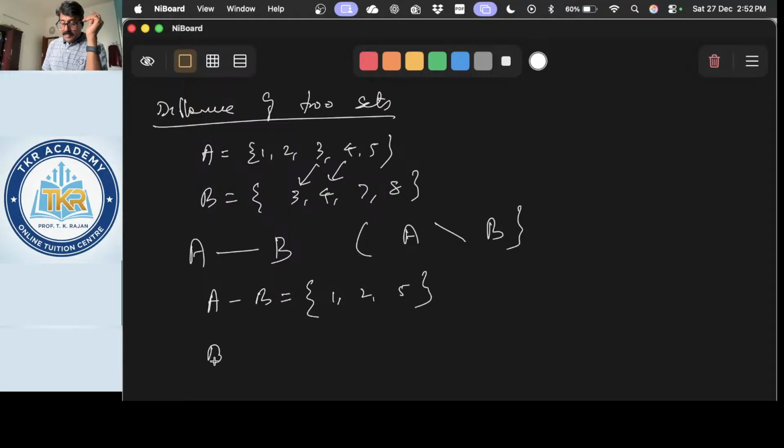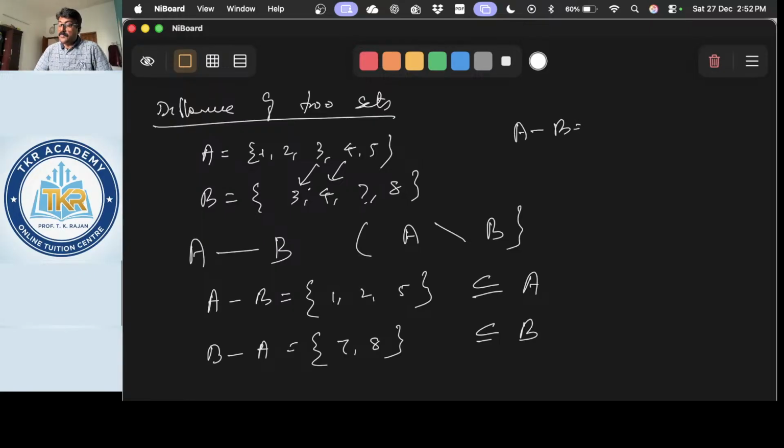Similarly, we can define B minus A. Those elements in B but not in A. 3 and 4 are in B and also in A, so B minus A is 7 and 8. Actually, A minus B is a subset of A. B minus A is a subset of B. That's the thing you understand. How do we define A minus B? A minus B is equal to the set of all x such that x is in A and at the same time x is not in B.